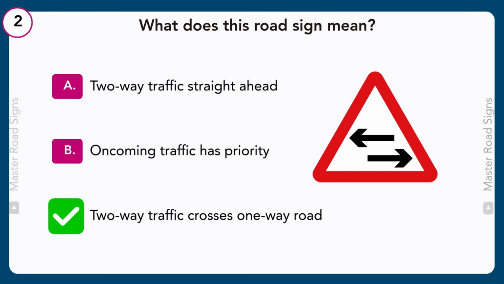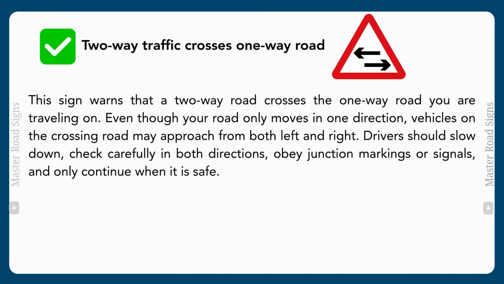Option C is correct. Two-way traffic crosses one-way road. This sign warns that a two-way road crosses the one-way road you are travelling on. Even though your road only moves in one direction, vehicles on the crossing road may approach from both left and right. Drivers should slow down, check carefully in both directions, obey junction markings or signals, and only continue when it is safe.